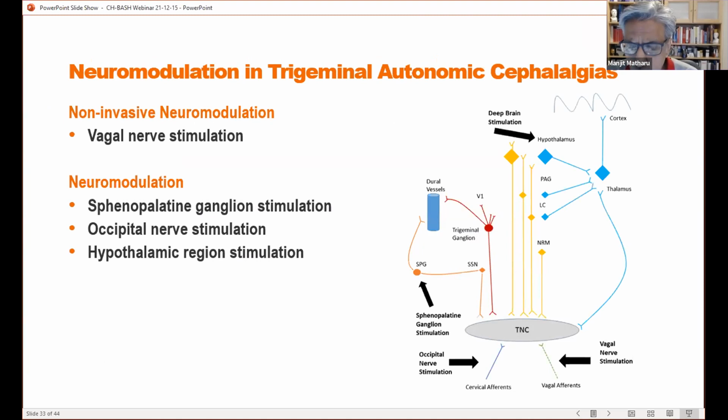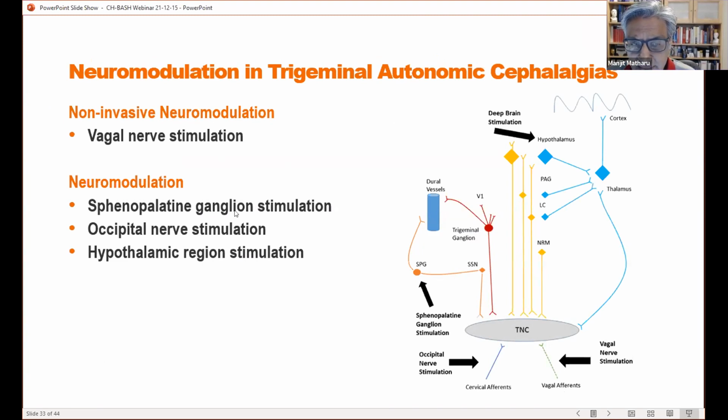Okay, now moving on to neuromodulation. What are the options we have over here? So in essence, the principles of neuromodulation are to target the pain neuromatrix. And your options are the vagus nerve. Why the vagus nerve? The vagus nerve has connections to the trigeminal nucleus caudalis. And that's the reason that you would target the vagus nerve.